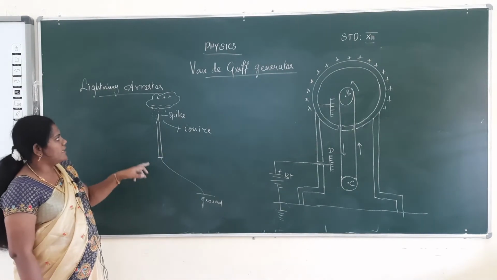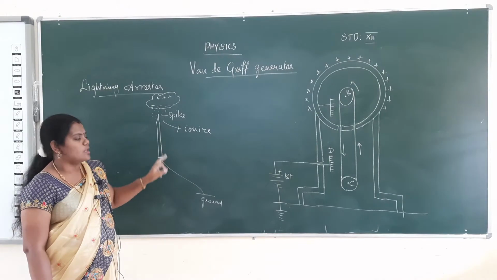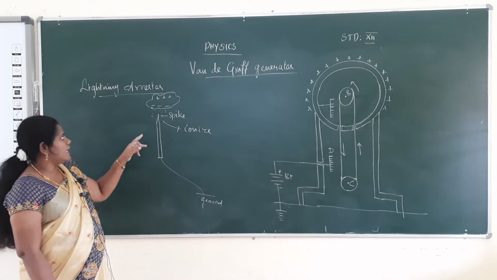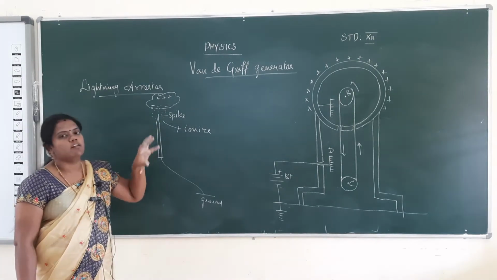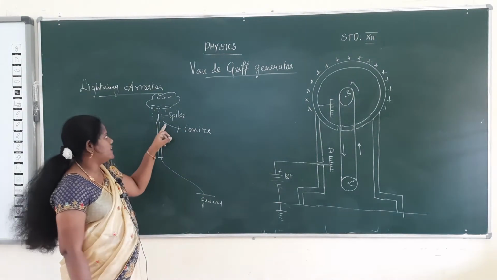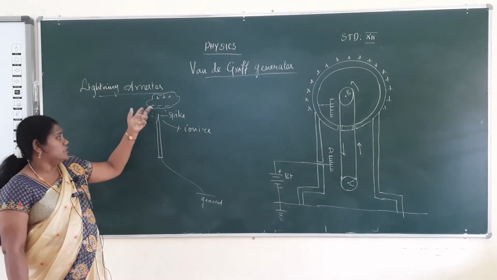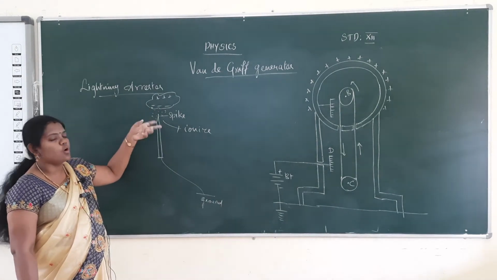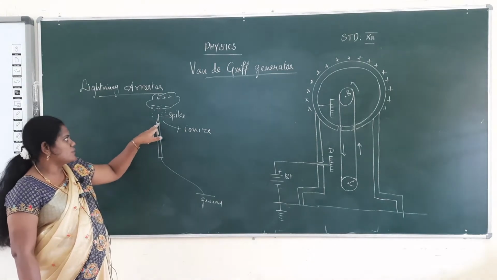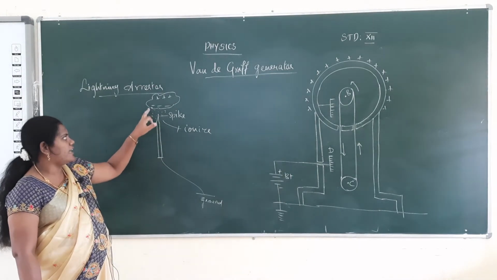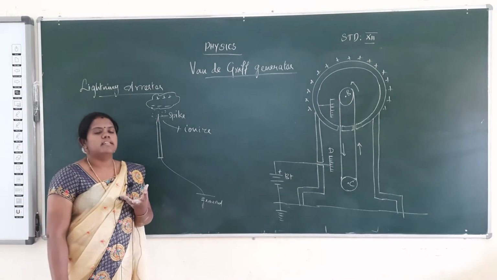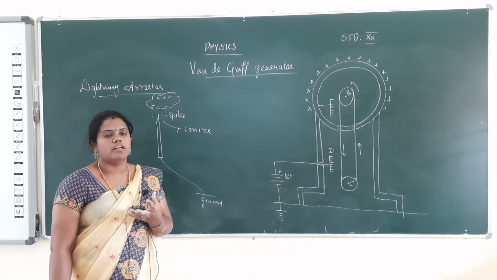The lightning arrestor has one spike, and the other end of the lightning arrestor will be connected to the ground. Suppose a negatively charged cloud is near the spike of the lightning arrestor. Electrostatic induction will be created. The negative charges will be induced at the spike, and then definitely the air between the spike and the cloud will be ionized. That ionization will create positive and negative ions.